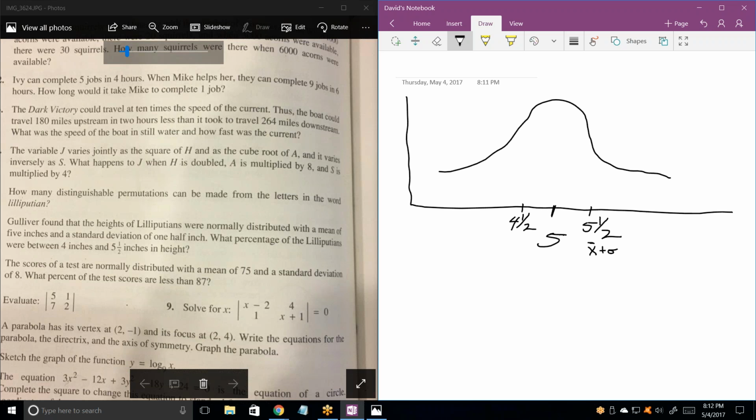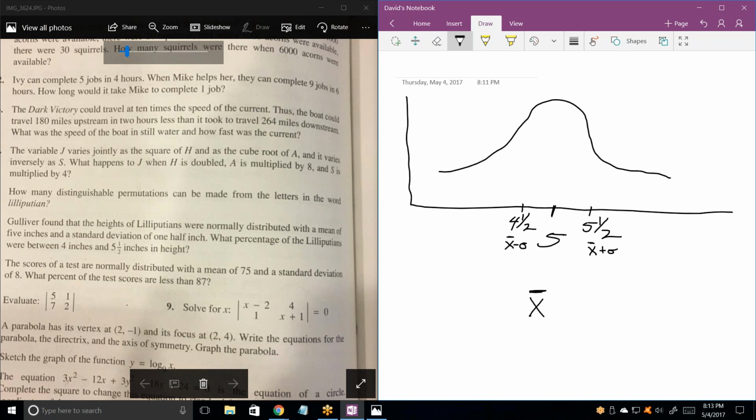Alrighty, I'm back. Okay. See if you can follow what I'm writing up here. This is number 6. They're giving us a normal distribution curve, which I've drawn, that has a mean, which is x sub z, that's what mean is, of 5, and it has a standard deviation of 1/2 inch.